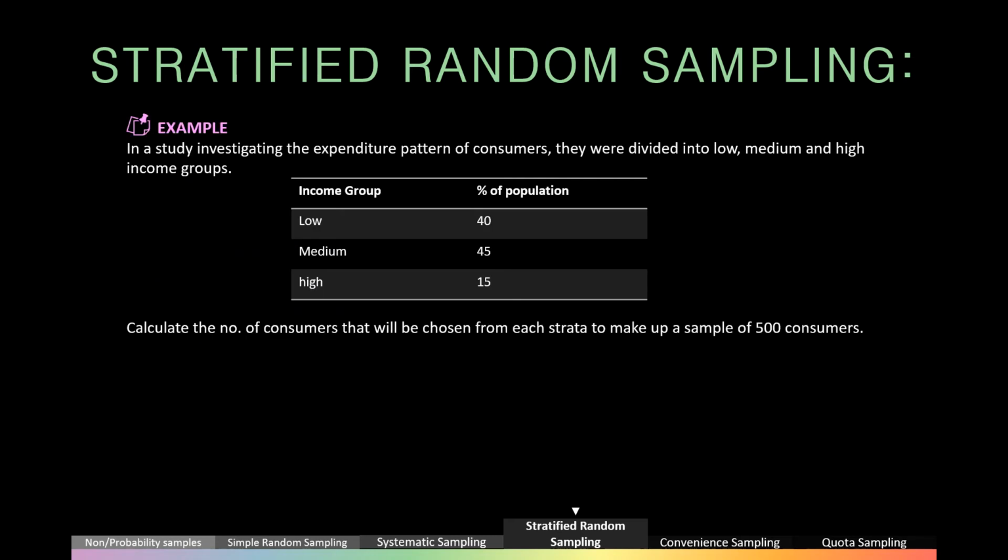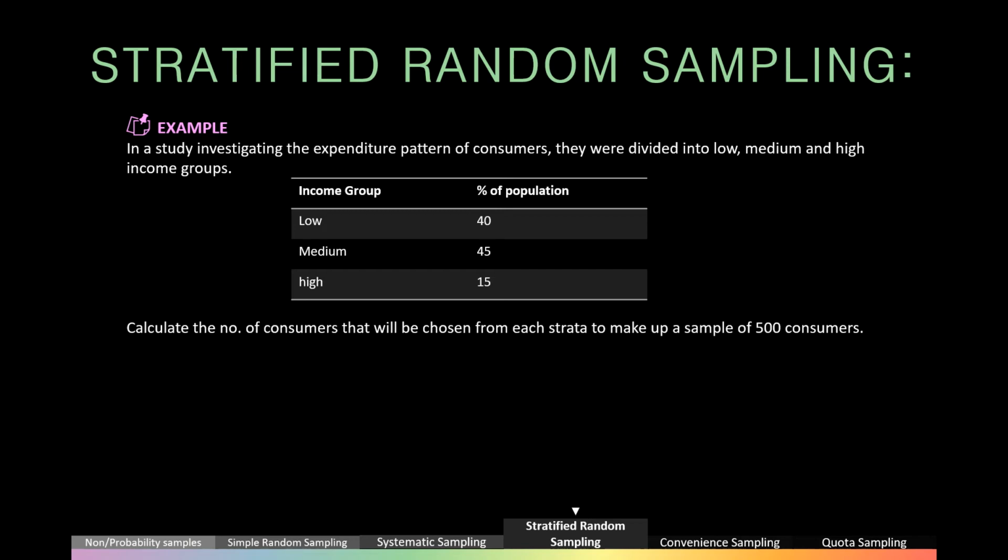In the first example, we're investigating the expenditure pattern of consumers, where our consumers are divided into 3 groups: low income, medium income, and high income, where we're also given the percentage of the population that each group is contributing. And we're asked to calculate the number of consumers that will be chosen from each strata to make up a sample of 500 consumers. So first, our strata are low, medium, and high. And we are told that each strata contributes 40%, 45%, and 15% respectively.